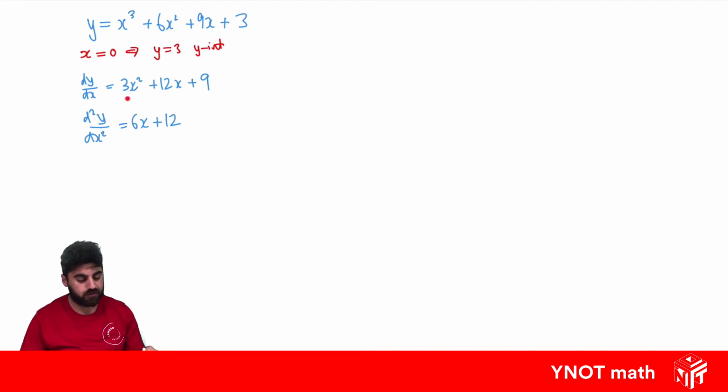Remember, the first derivative tells us about stationary points, and the second derivative tells us about concavity and inflection points, and we can use that second derivative as well to help determine the nature of our stationary points. And that's exactly what we're going to do. So first, we're going to go for stationary points.